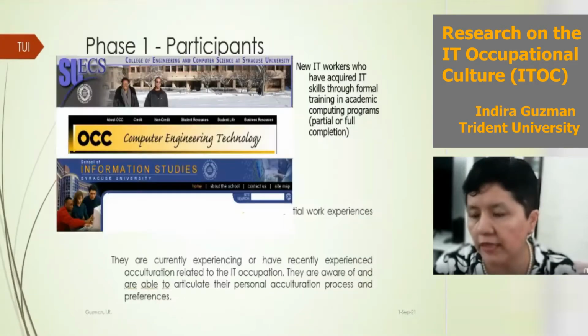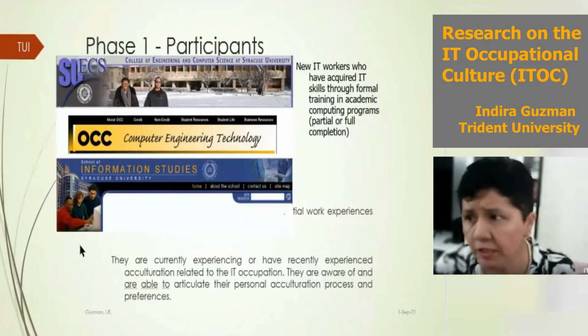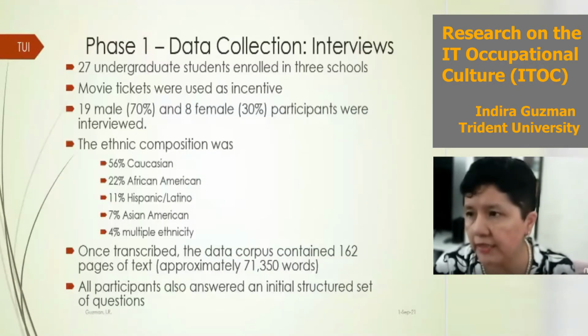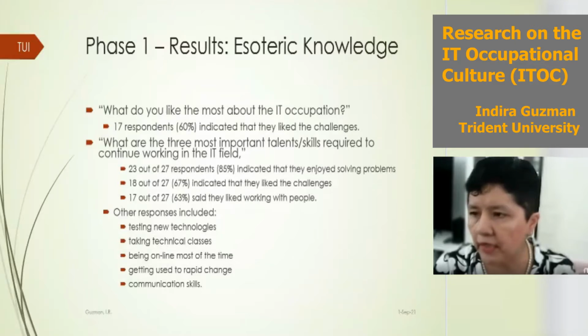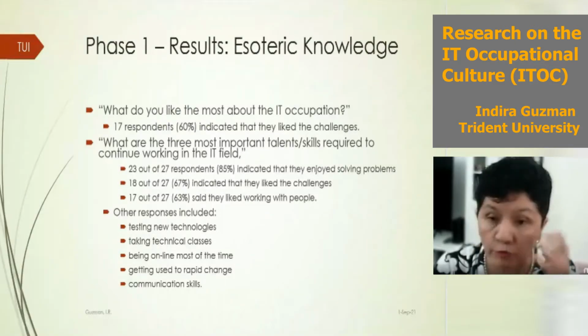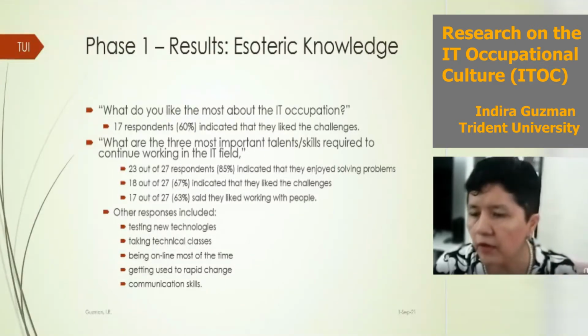The survey was administered to college students. As I said, the first phase is basically undergraduate students, and these are some of the demographics. And this was the data analysis for the initial qualitative phase. These are examples of how some of those dimensions became questions for the quantitative phase.